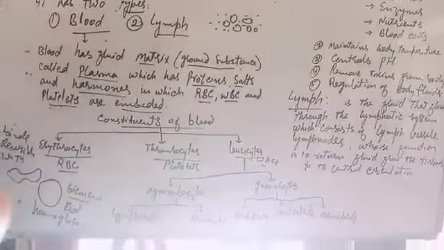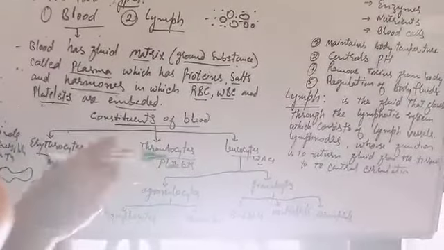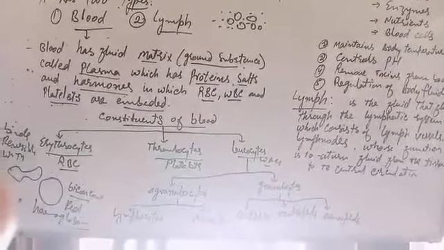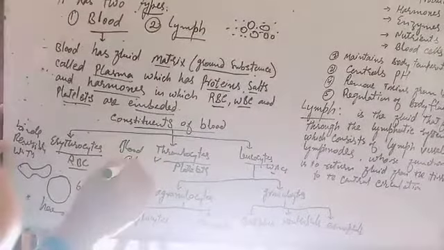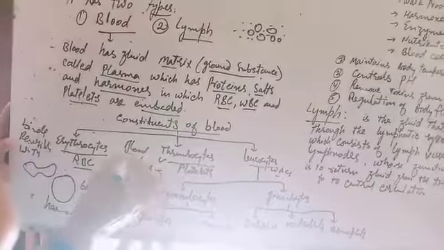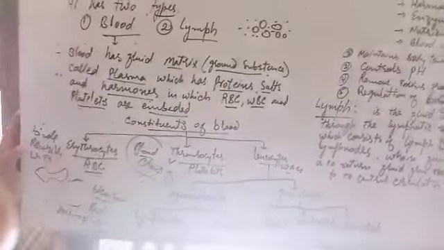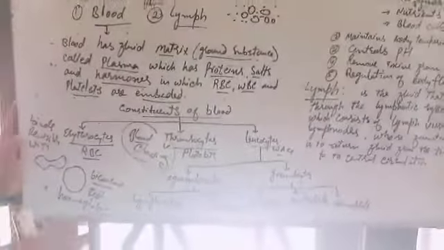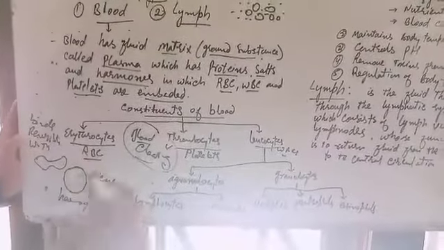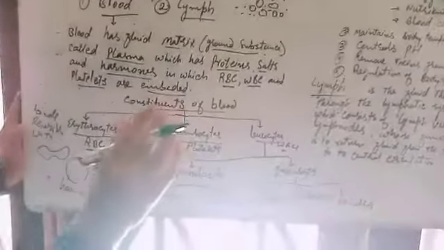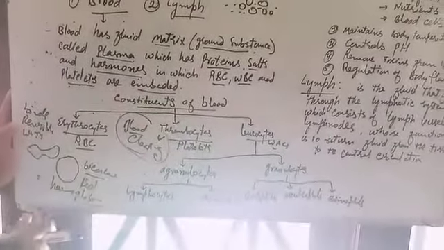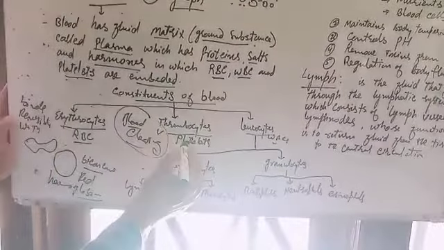Thrombocytes, or platelets, are very small. These platelets help in blood coagulation, blood clotting. If somebody has an injury and blood is being lost, after some time these thrombocytes accumulate at the site of injury and stop the bleeding. These platelets help in blood coagulation.